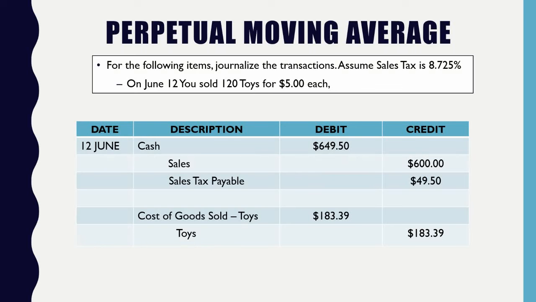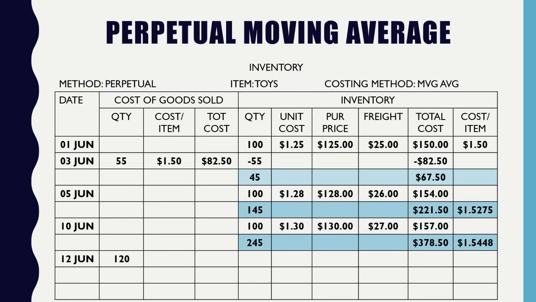So let's see what happens when we sell our inventory, right? In this case, it tells us that we sold on the 12th of June, we sold 120 units. Since we only have one batch of inventory, we have 245 units available, and the grand total is $378.50, and it cost me $1.5448 per unit.